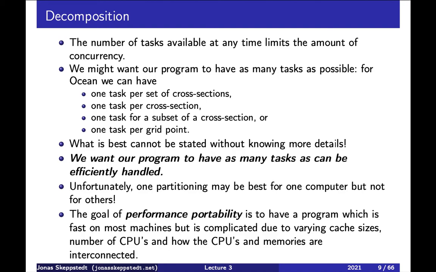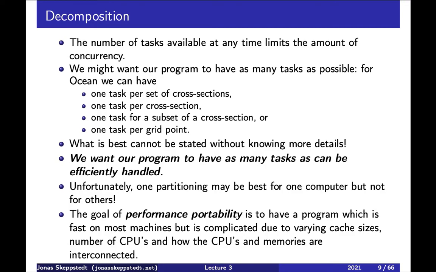Decomposition. So we have a sequential algorithm, and we want to run it in parallel. So we have to divide the computational tasks into a number of items that can be worked on at the same time. These computational items are called tasks. And we may think that the more tasks we have, the faster the program will run.